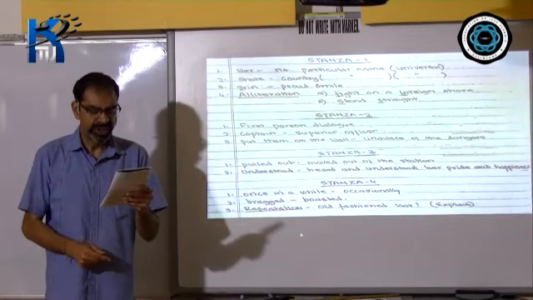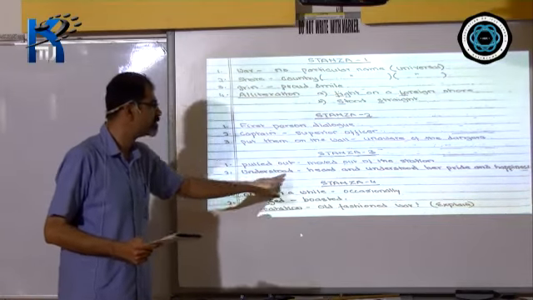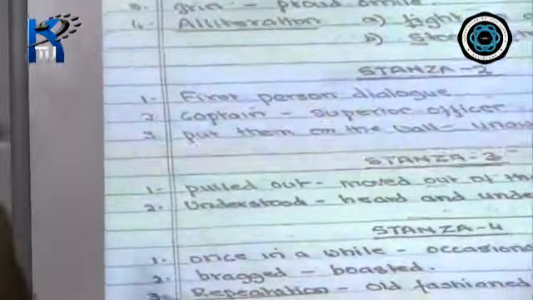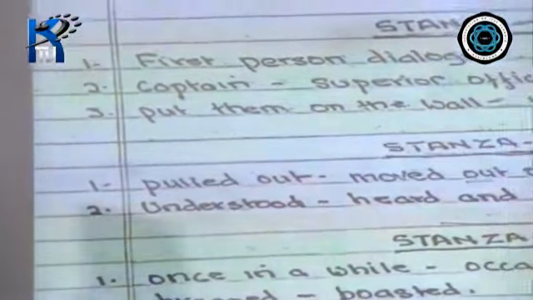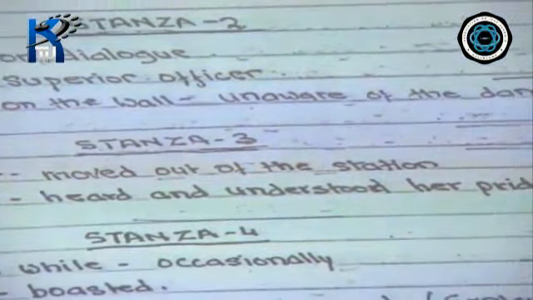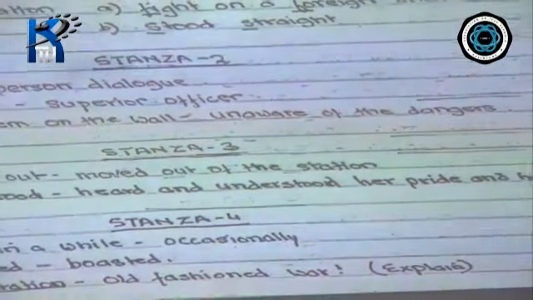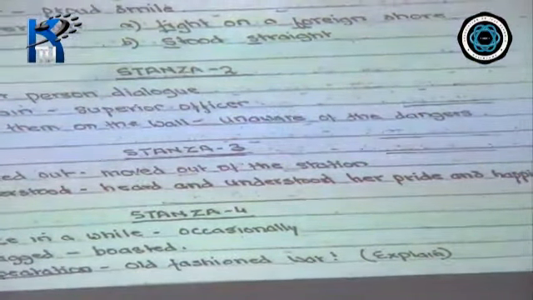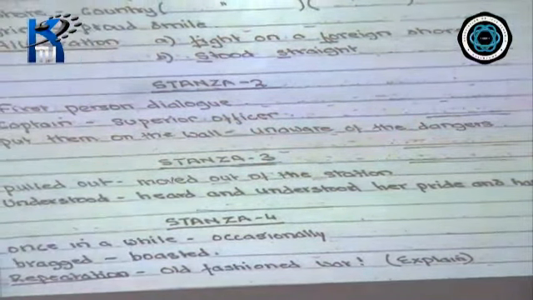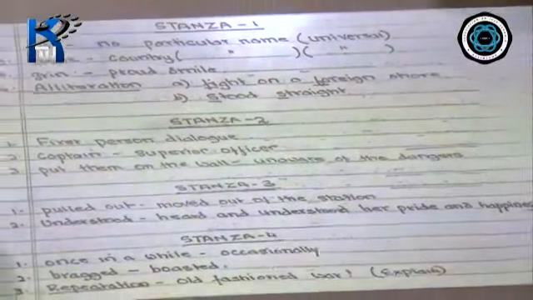She made well sure her neighbors understood. Understood here means heard and understood her pride and happiness. Meaning, she made sure that the neighbors understood that her son had become a soldier. They knew that her son had become a soldier. They also understood how proud and happy the mother was that her son had become a soldier.